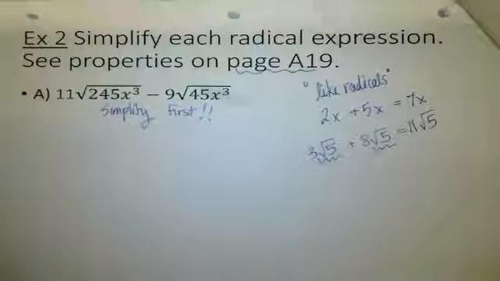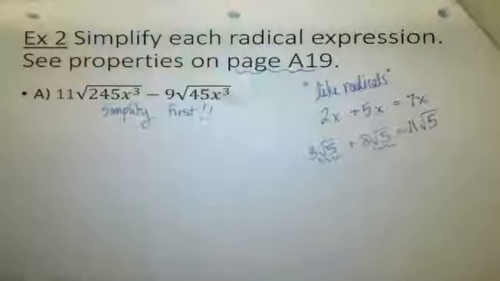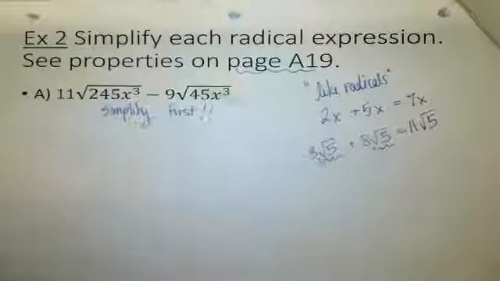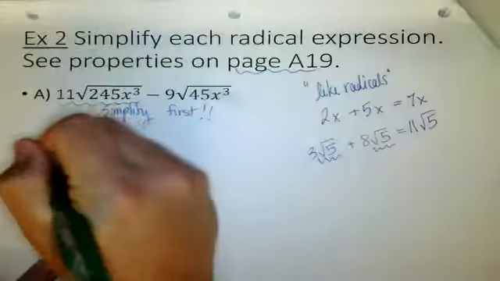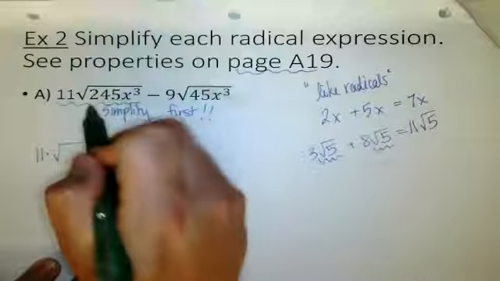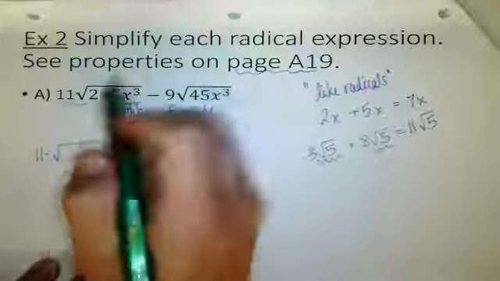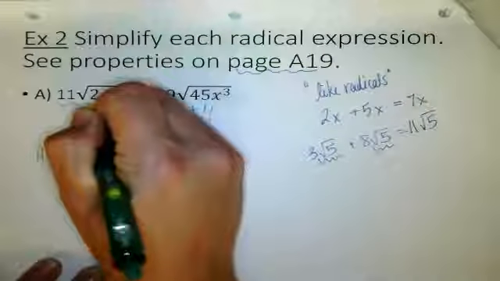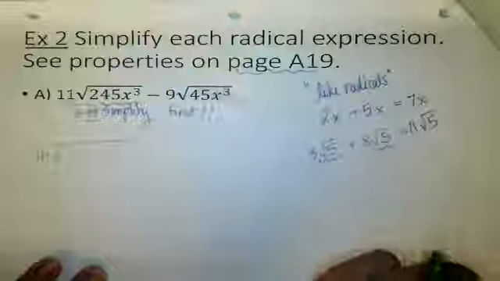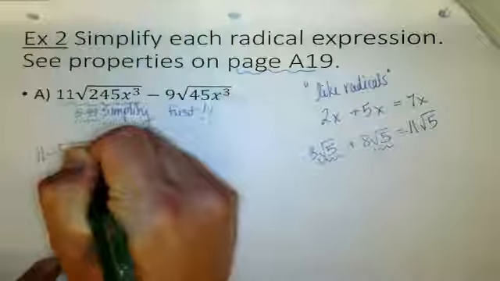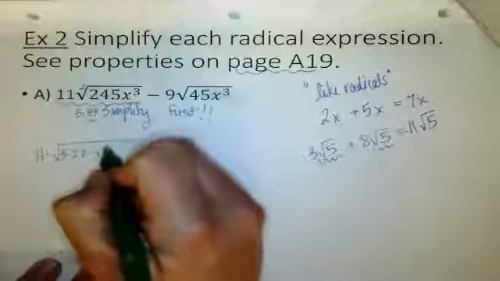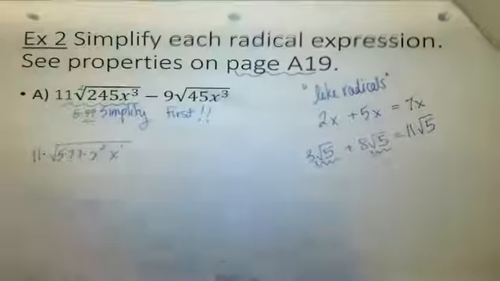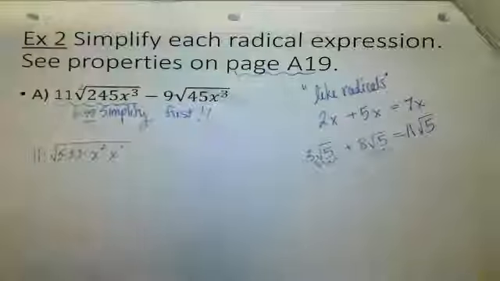All right, so my math is not awesome. I know 245 is divisible by 5. I'm going to take this first radical expression here. 11 times the square root of 245 turns out to be 5 times 49, and then 49 breaks apart into 7 times 7. Then x cubed, this is a square root, so I'm going to break apart x cubed into x squared times x to the first. Is that okay? I'm going to try to simplify.